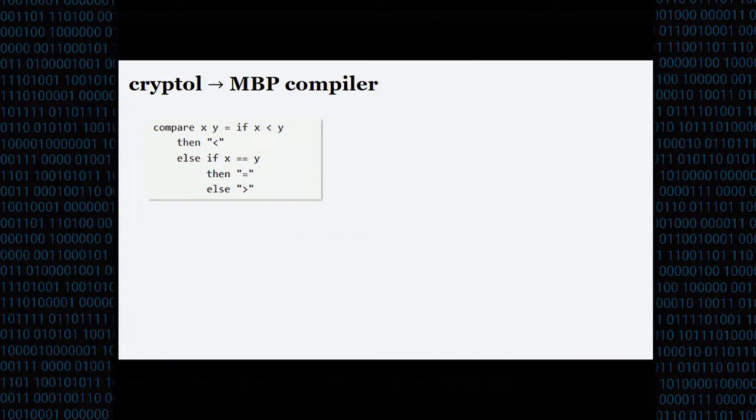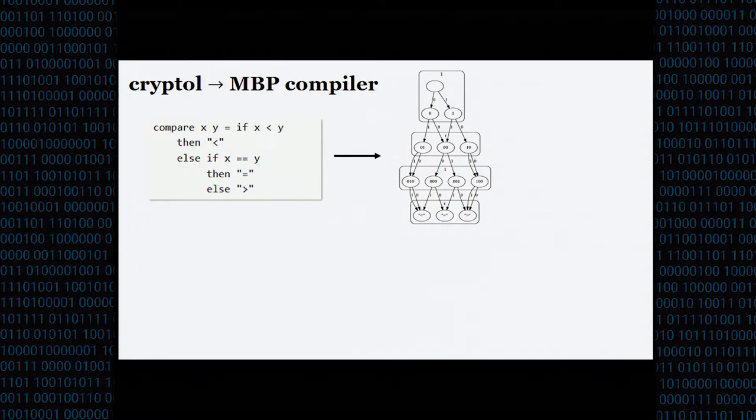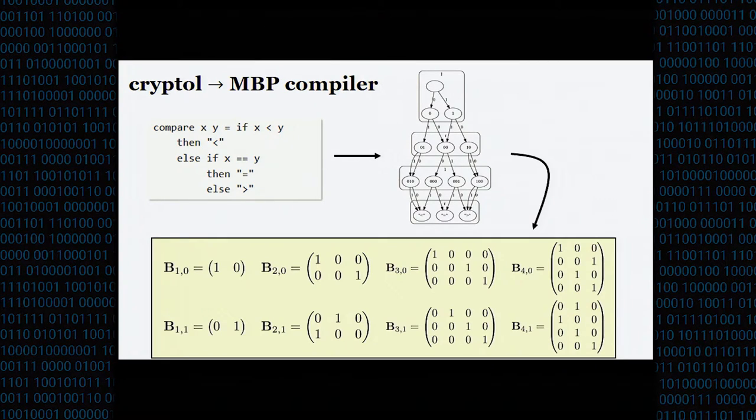OK, so in more detail, how does this work? Here is a simple crypto program that compares two numbers, say two-bit numbers. Now, using CryFSM, we can compile this into a layered finite state machine. That's a finite state machine where any node will only have arrows to the next layer. And now we can take this layered finite state machine and just consider the adjacency matrices for all of the nodes. And that gives us the matrices in the matrix branching program.